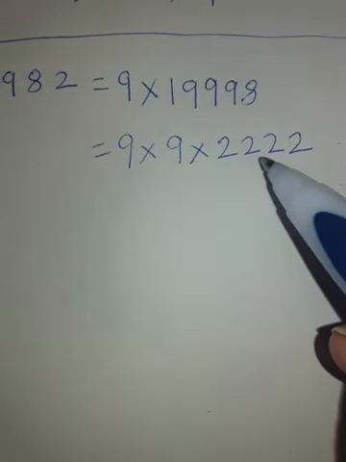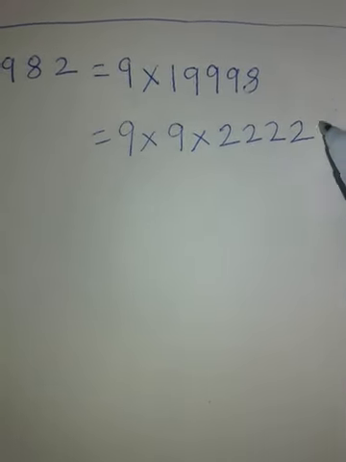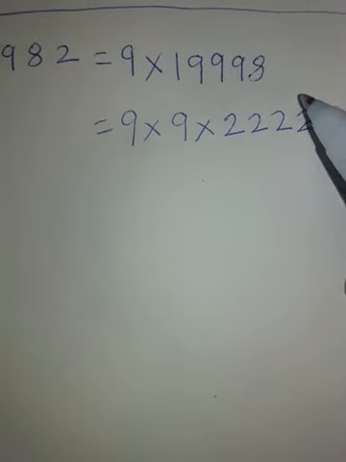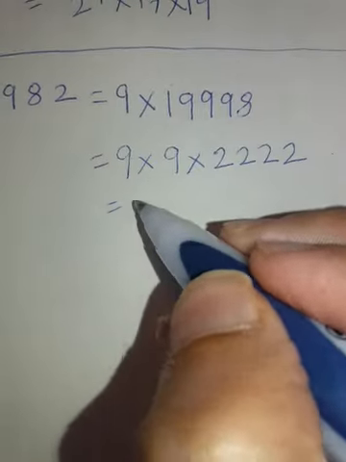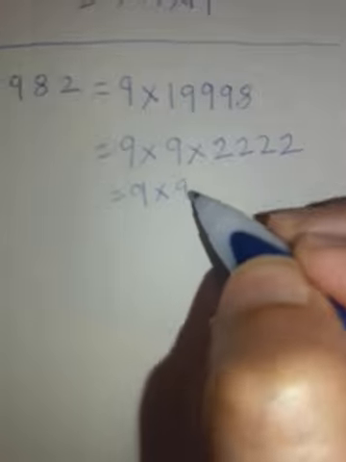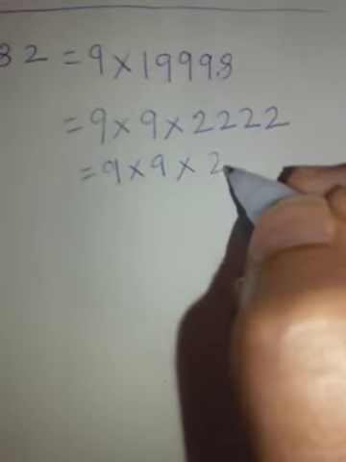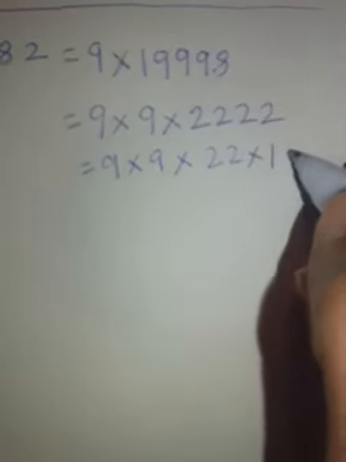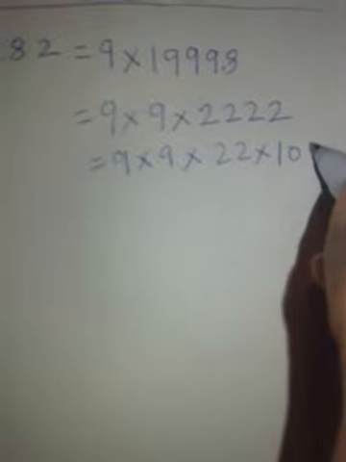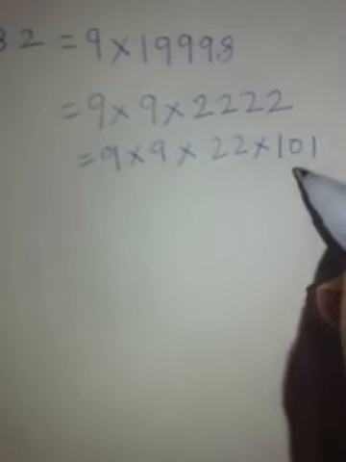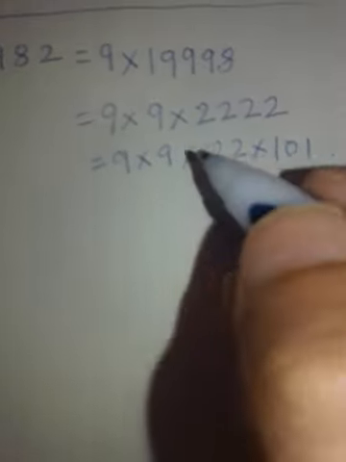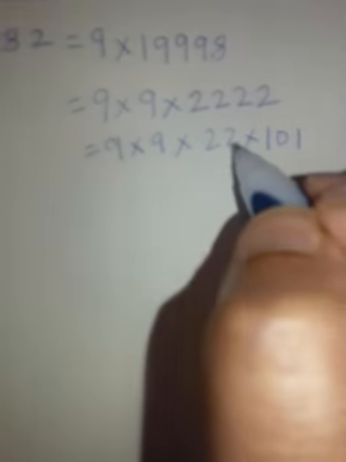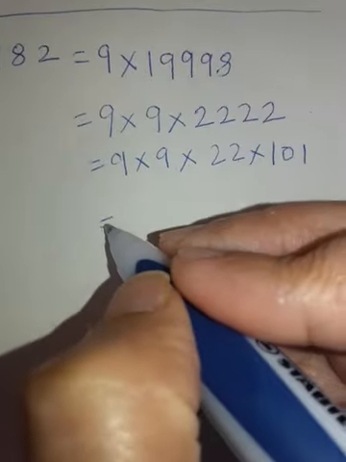Now look at this number. This is definitely divisible by 22. If I divide it by 22 directly, what I'll get? 22 ones are and then 0 and then 22 ones are. Now 101 is a prime number, but these three are not prime. They will be factorized further.